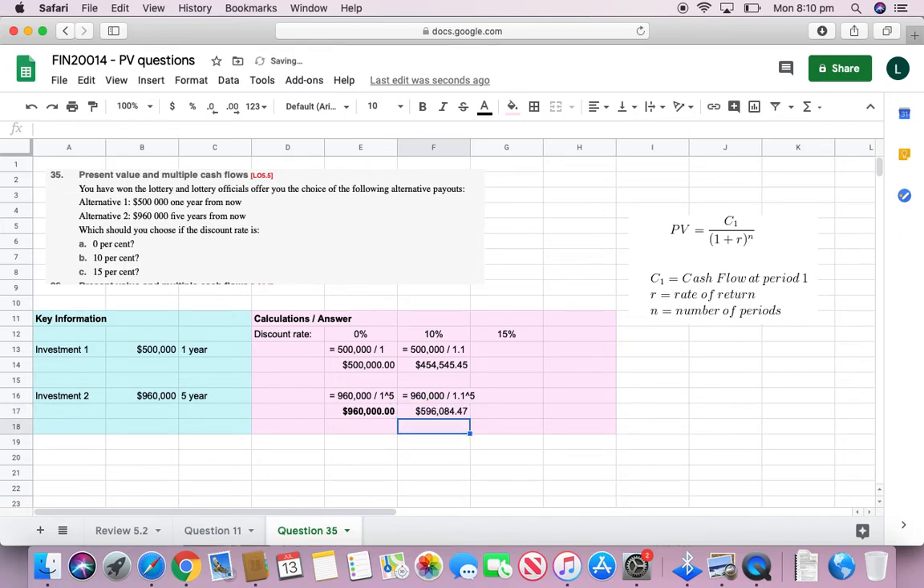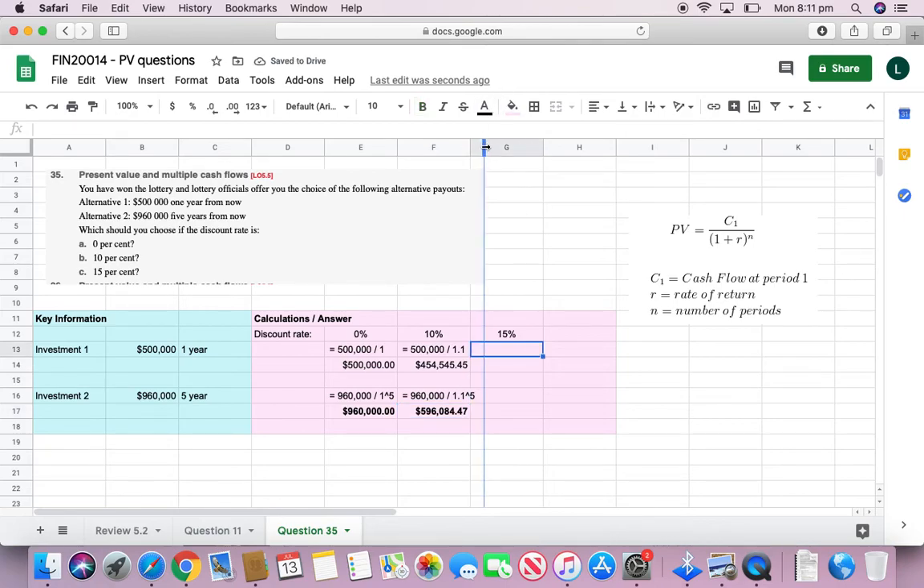Now, when you are doing these calculations, you should be using your financial calculator, probably not Excel. It's just easier visually for me to explain this to you. So at 10%, which one do we want? We want the higher one, which is investment 2.